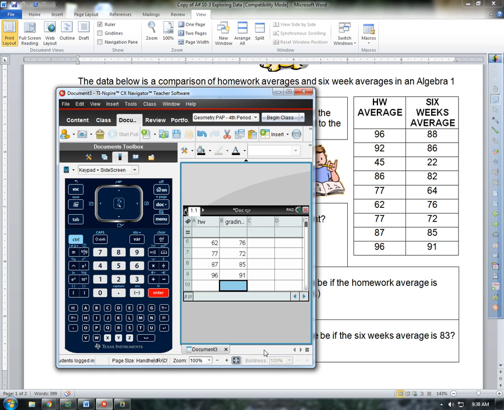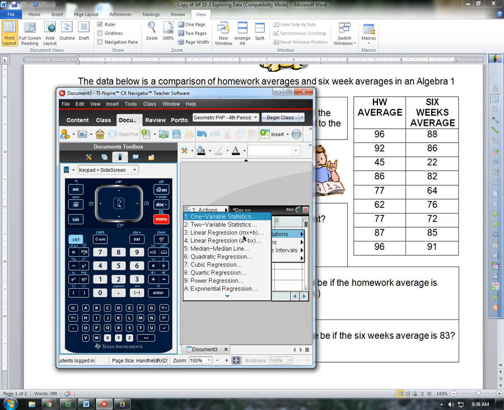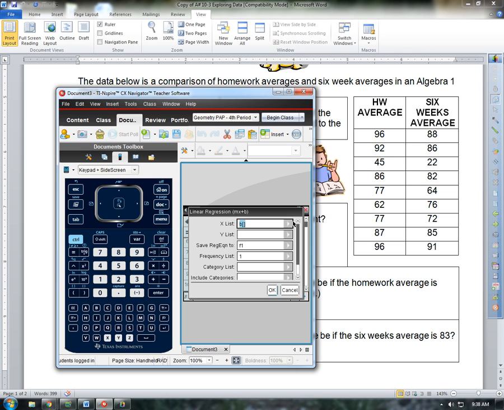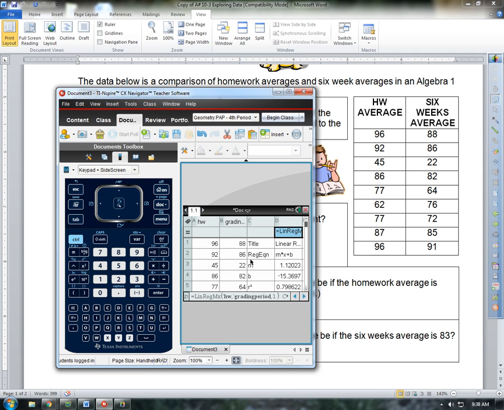I'm just going to do, okay, I'm on a blank square. I'm going to go to Menu, Statistics, Stat Calculations. Here's a linear regression. My X is my homework grade, and my Y is the grading period. Here's the important stuff. Let's look at R. 0.89, that's a pretty strong relationship. Okay, so I have 1.12 for my slope and negative 15.37.